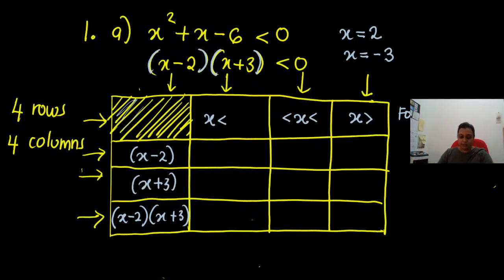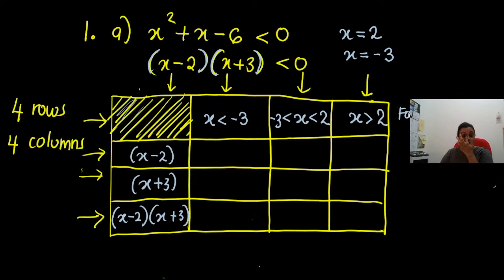Now, look carefully. This one here, whichever number is smaller, you write here. So -3, I'm going to write over here. Then the bigger number you write at the back, 2. Then here you just copy the -3, here you just copy the 2. That's all.